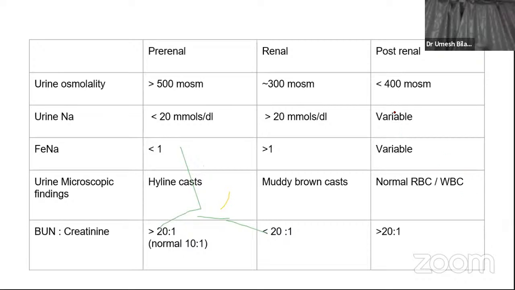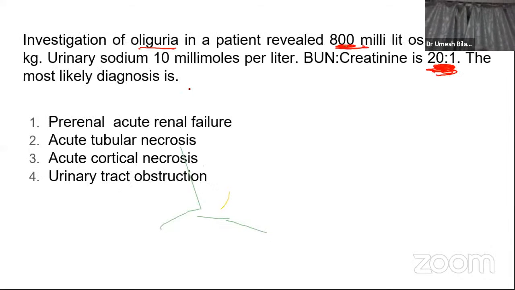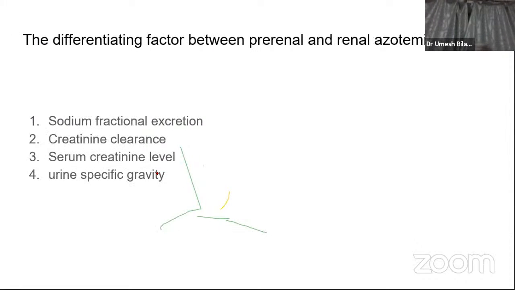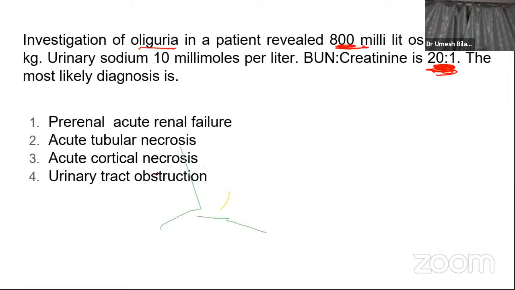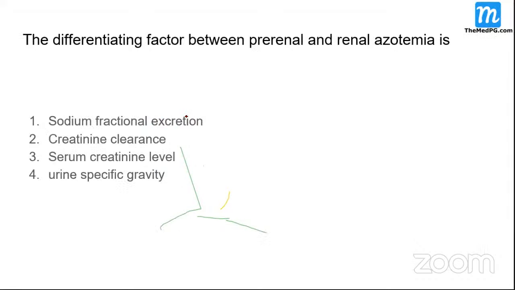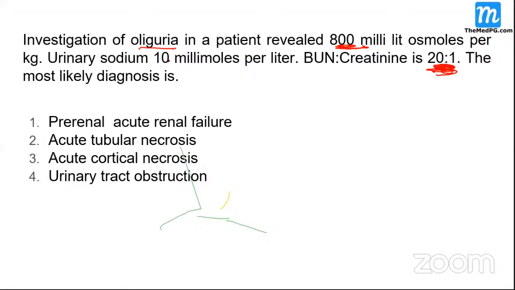See here, how to differentiate pre-renal, renal, and post-renal? Pre-renal azotemia means, if the urinary osmolality is more than 500, in that case it is 800. Then urinary sodium here is 10 millimoles per liter, less than 20. That means this matches.